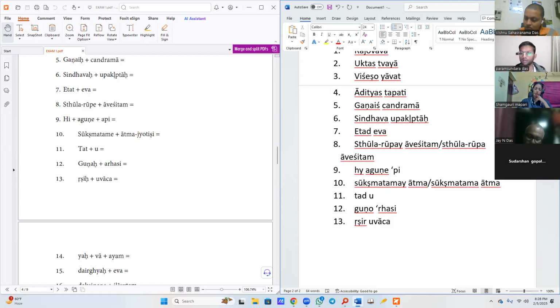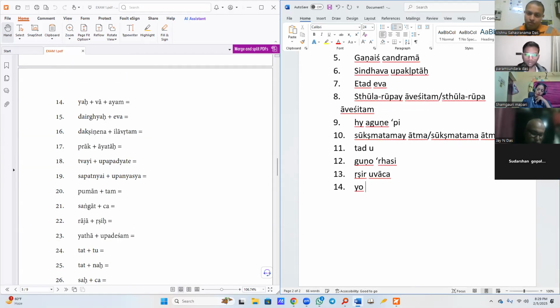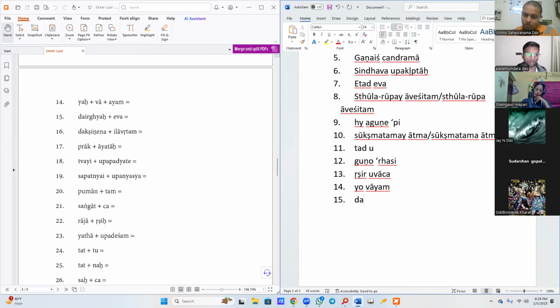Prabhu, I have a confusion in 12. So, Guna Arhasi. Adarama Gopalyor Nityam. 14th, Yahava Ayam becomes Yo Vayam. Dairghya Eva becomes Dairghya Eva, with deletion of Visarga.